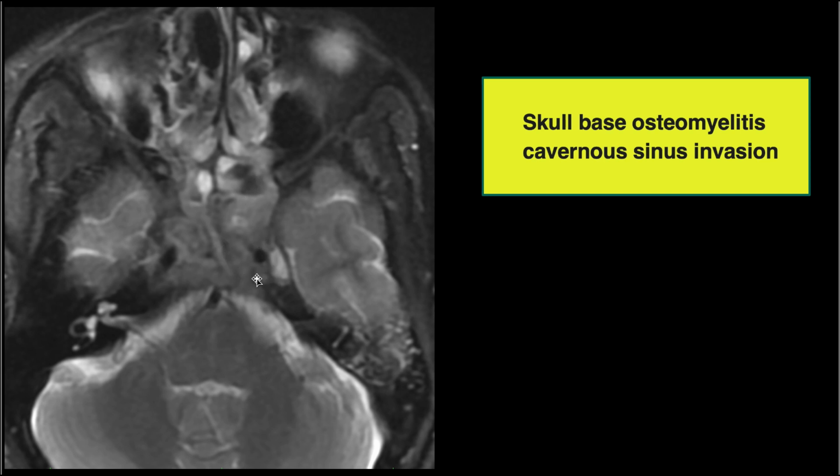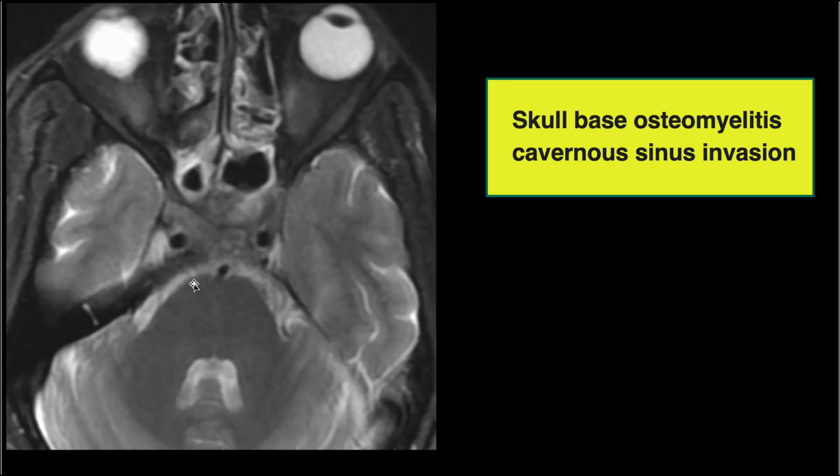The second red flag sign: here you can see the sphenoid sinus invasion into the cavernous sinus. Here the cavernous sinus shows hypointense areas. Here the fat of the cavernous sinus is clearly visible. On this side it is not visible. So this is direct invasion of the cavernous sinus. Such signs are more probable whenever there is associated skull base osteomyelitis. So here this is a skull base osteomyelitis with cavernous sinus invasion.